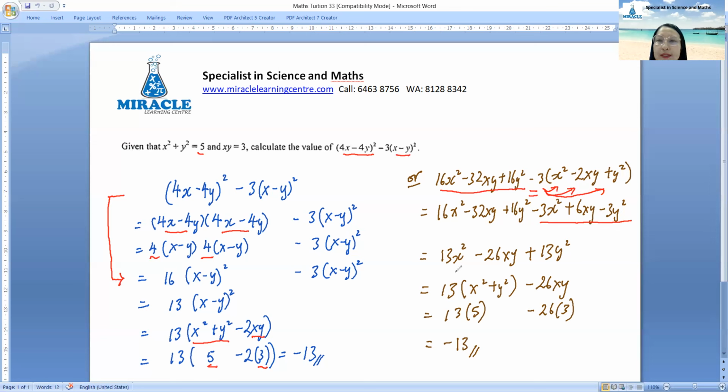So from here, you can see x squared, y squared. So I take out the common factor of 13, x squared plus y squared, so it's over here, I substitute by 5. X minus y, I substitute by 3. So final answer is still minus 13.